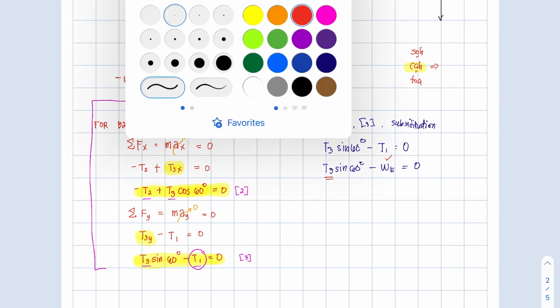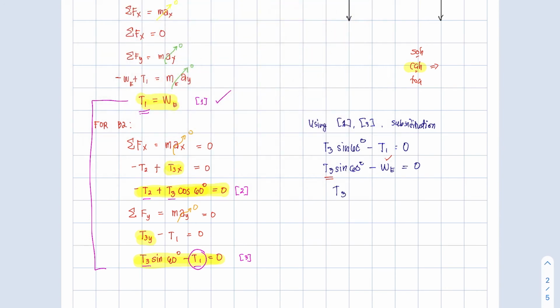And I will just do some algebraic manipulation. I will have T3 is equal to, I will transpose this one to the other side, W sub E, weight of the engine, divided by the sine of 60 degrees. So if I work on this one, I will have 1548 newtons divided by the sine of 60 degrees. So working on that, that will give you the value of T3 that is equal to 1787.48 in two decimal places newtons. So this will be your value for T3.